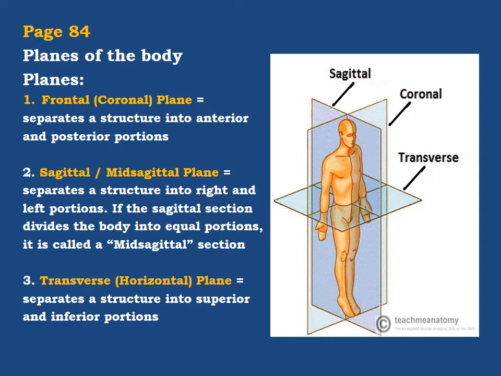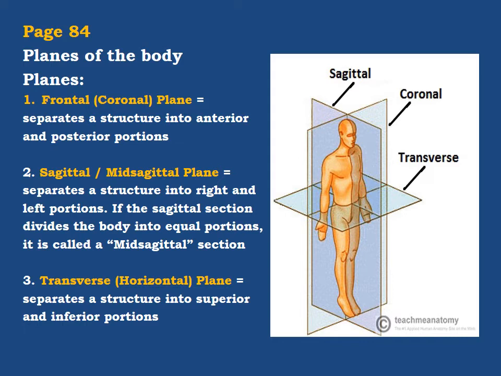Sagittal or mid-sagittal plane, and earlier we discussed the difference between sagittal and mid-sagittal. It divides the structure into two halves, left and right, okay. So here, the sagittal or mid-sagittal, it separates a structure into right and left portions. If the sagittal section divides the body into equal portions, you see, equal portions, equal parts, then it is called a mid-sagittal section.